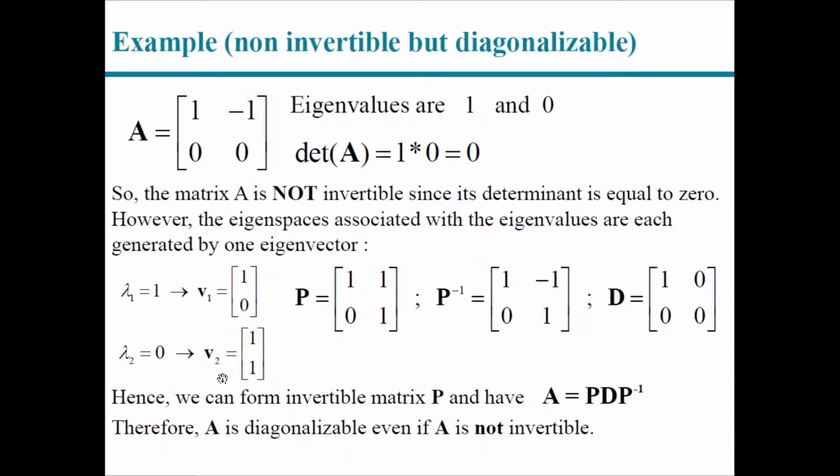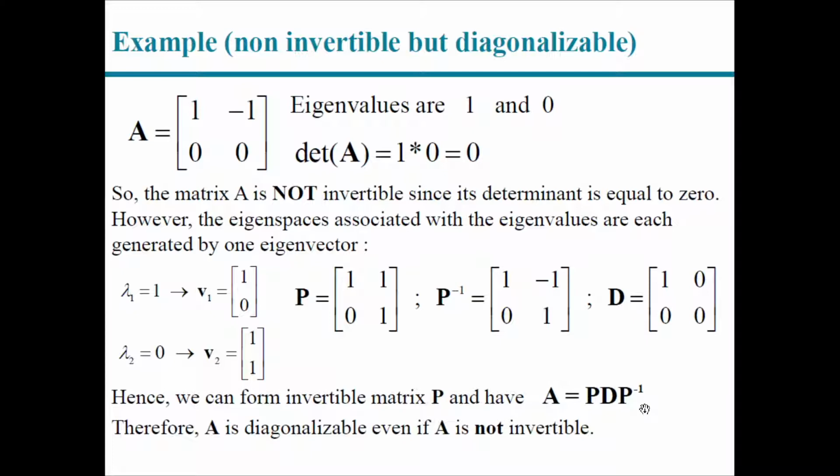That's great. So matrix A is diagonalizable. All I need to do is put the vectors in columns of matrix P. So I put the first vector 1, 0 in the first column and the second vector 1, 1 in the second column. Then to form matrix D, diagonal matrix, I put the corresponding eigenvalue. So 1 was corresponding to the first column of P and 0 is corresponding to the second column. And that's it. Finished.